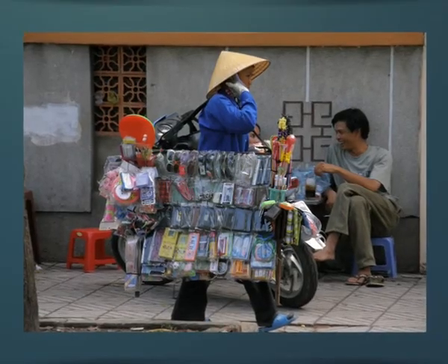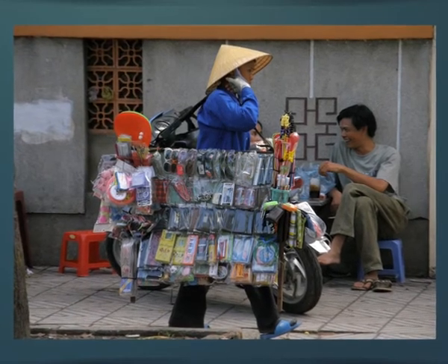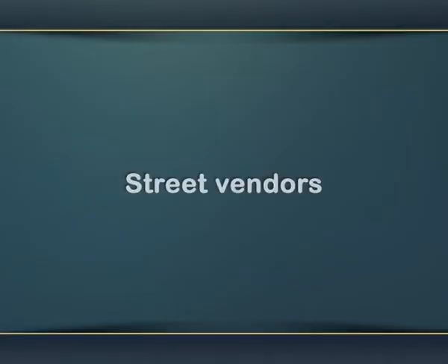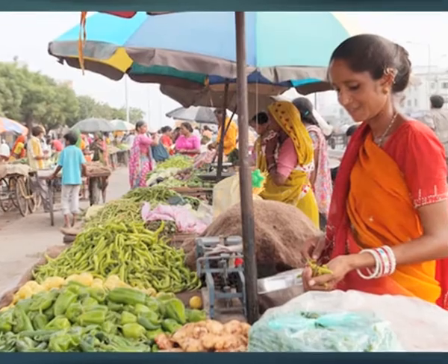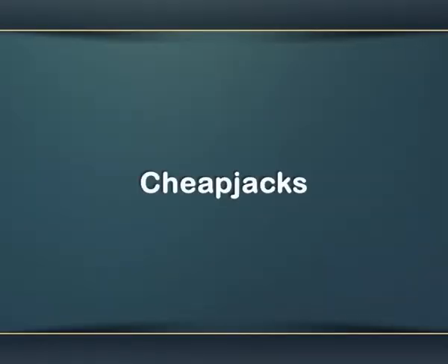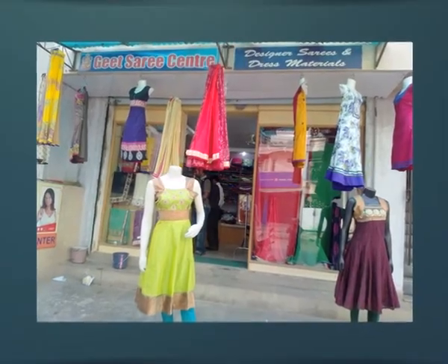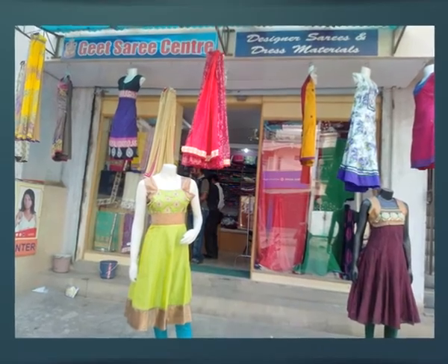Peddlers carry little stock either on head or back and move from house to house in residential localities. Street vendors are also known as street traders or pavement retailers. They usually display their products on streets and pavements. Cheap jacks are retailers hiring small shops in residential area and selling articles like utensils, ready-made garments. They usually sell articles till customers buy from them. When there are no customers, they shift to other localities.